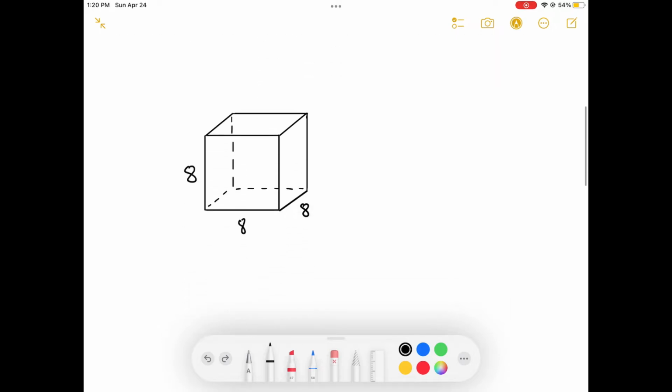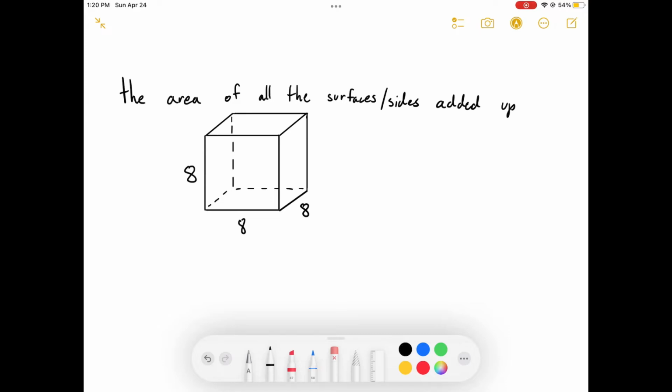So, if you see here, we already have a cube with all the dimensions already listed, right? To find the surface area of the cube, you would do the area of all the surfaces, sides added all up, right? So that would equal the surface area of the 3D object.